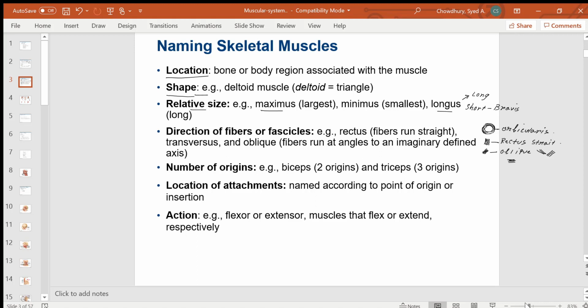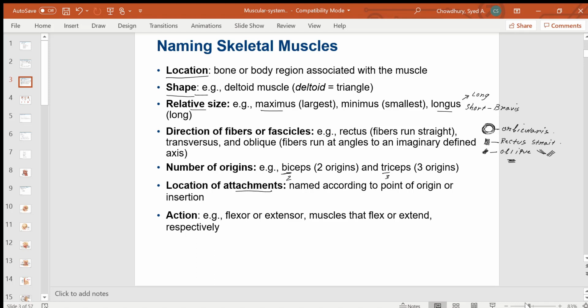Number of origins. Biceps brachii, triceps. Biceps brachii is the muscle of the front of your arm. Why is it called biceps? Bi means two. It has two heads or origins. Triceps, tri means three, in the back of the arm.